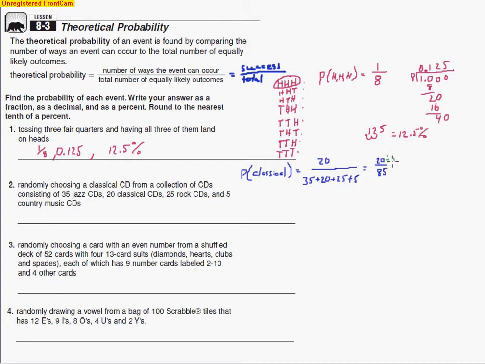Take out that common factor. So 5 goes into each of these terms. Do that division, and now we've got 4 left over on top. And do the division of 5 into 85, and that goes in there 17 times. So there it is, 4/17. That is the probability of selecting a classical CD.